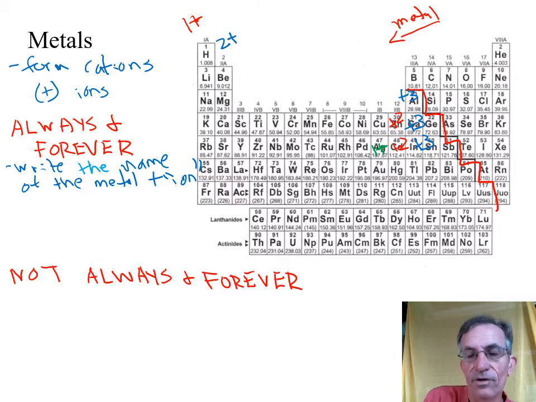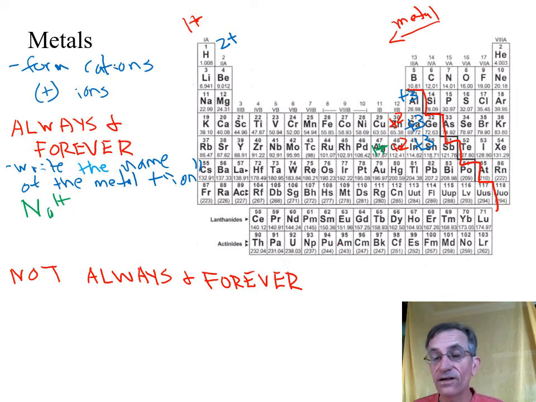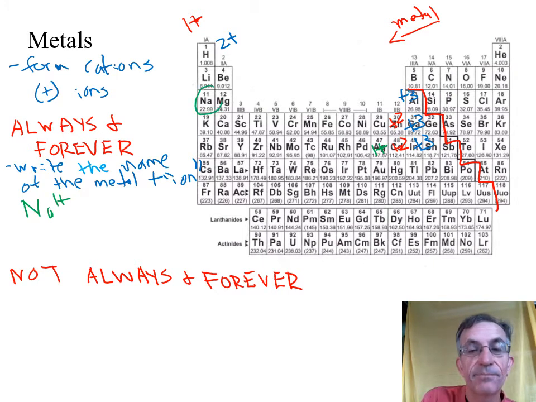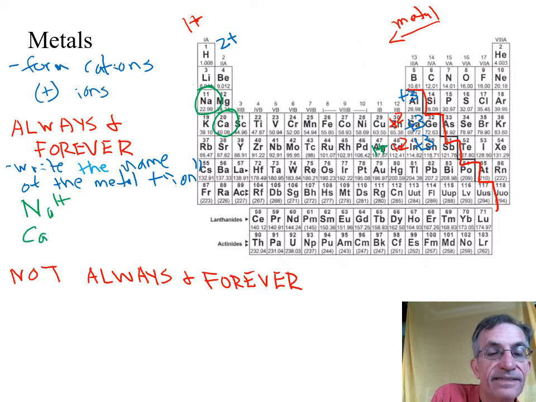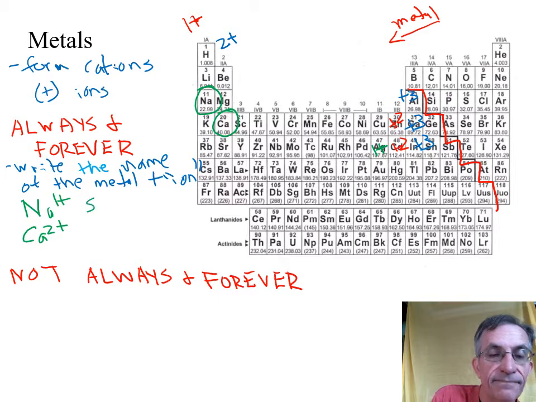So for example, if I asked you about Na+1, right? Oh, he's an always and forever. Look at where he is right here. He's a +1. Or if I asked you about Ca, Ca is an always and forever. Oh yeah, he's in that column. He's always +2. The way I would name the first guy, Na+1, is just the sodium ion.